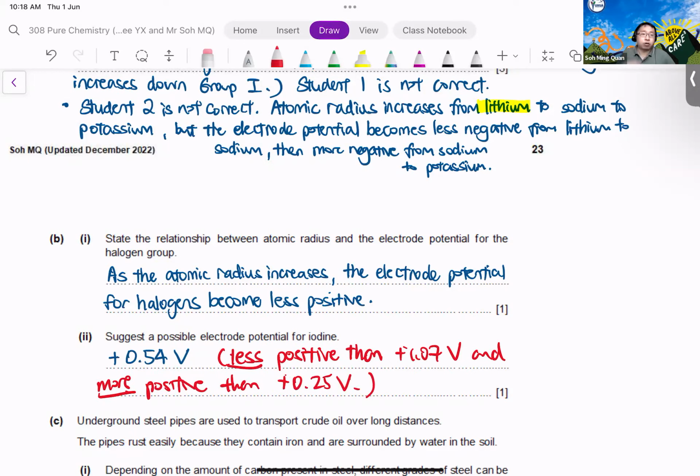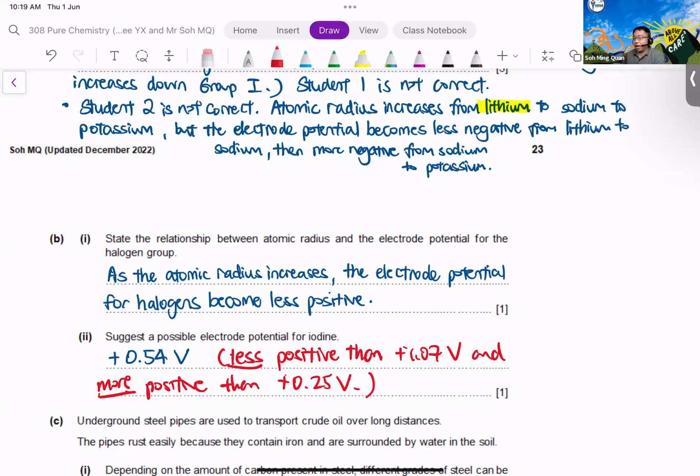Okay? Now you notice Mr. So doesn't like to say larger or smaller. This is because you already know the electrode potential has sign. It's like delta H. They have sign, right? So by saying it's larger or smaller may not mean a lot. Do you mean the magnitude or do you mean the value? Okay, so it's better to say less positive than plus 1.07, more positive than plus 0.25. Okay, be specific. Okay, that's B.